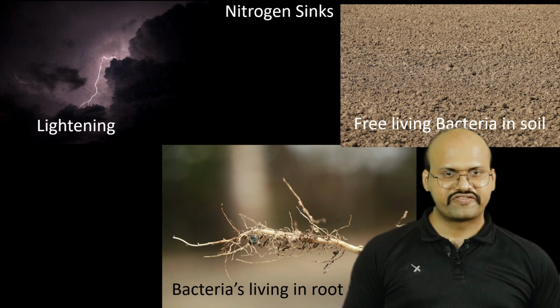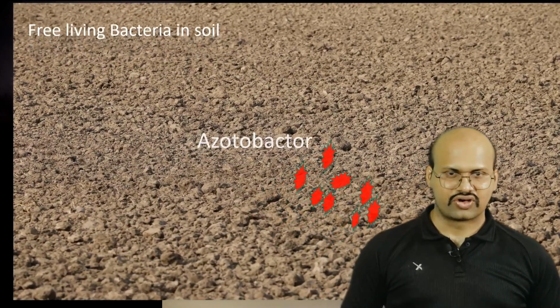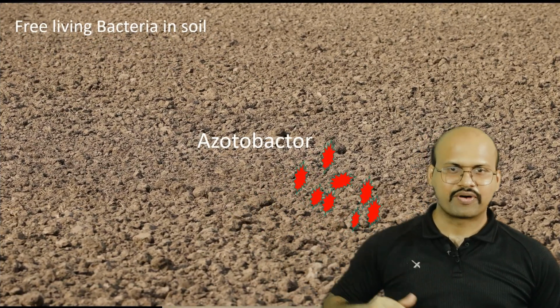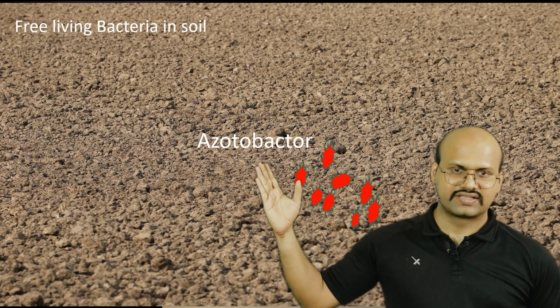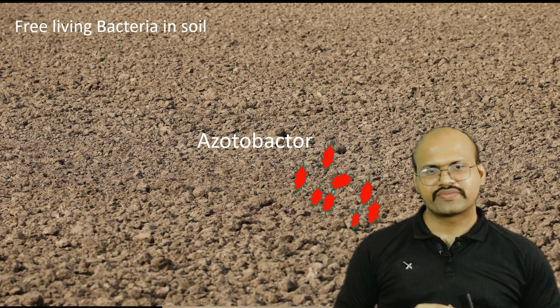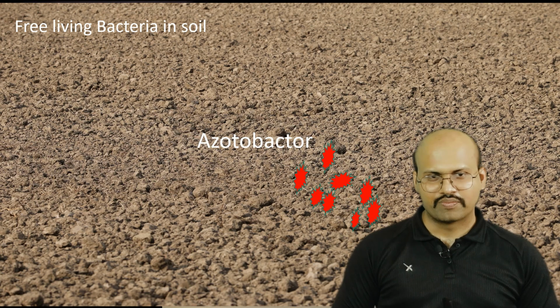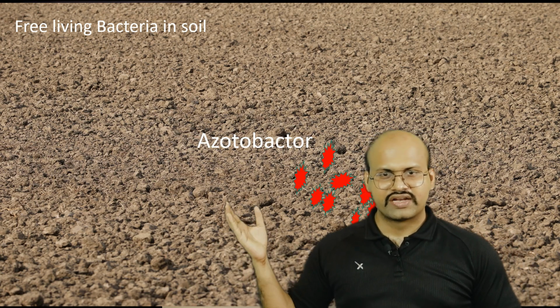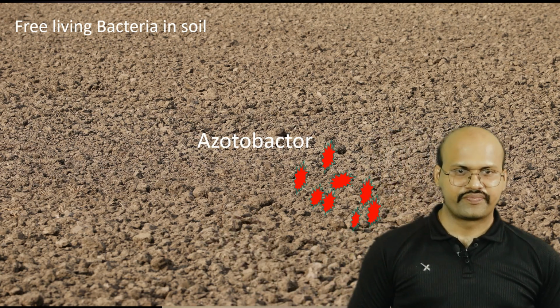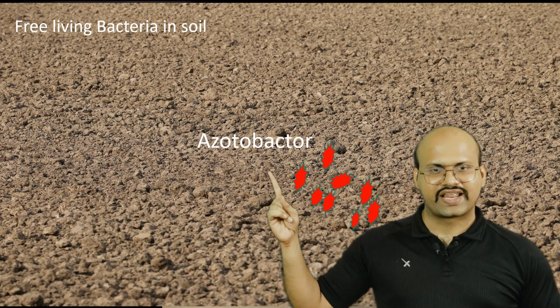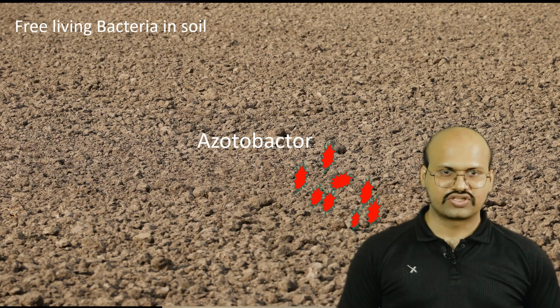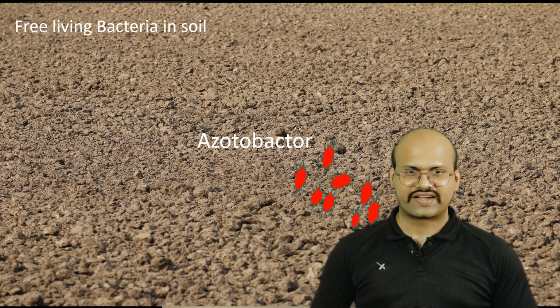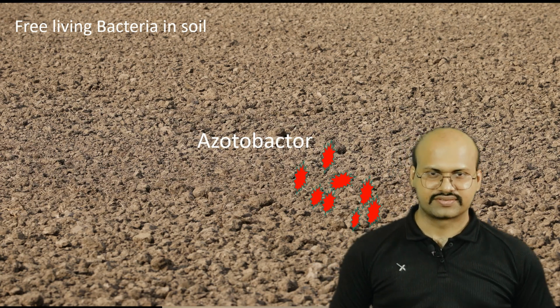Now there are certain free living bacteria in the soil. Azotobacter is an example of this. These bacteria again take up the nitrogen from the atmosphere and fix it in a form which is soluble or dissolvable in the soil. So these bacteria are called nitrifying bacteria. They do the process opposite of denitrifying, which was done by Pseudomonas.